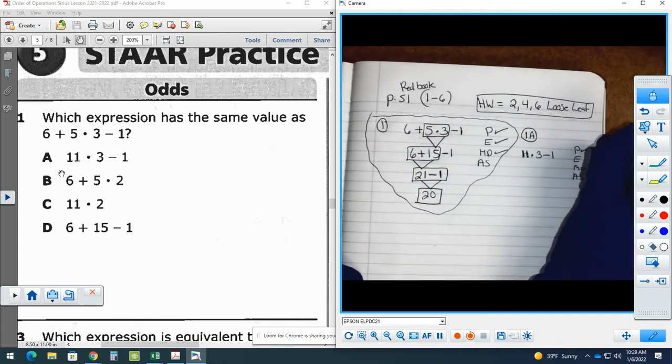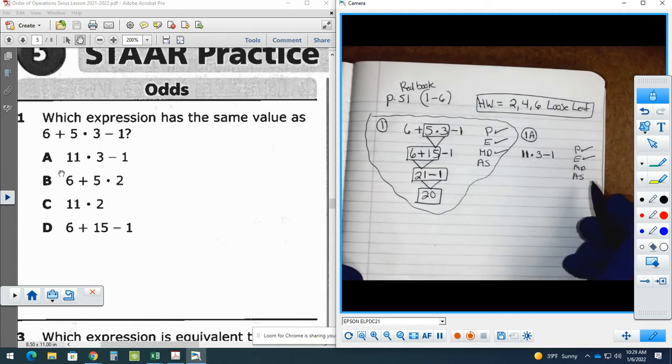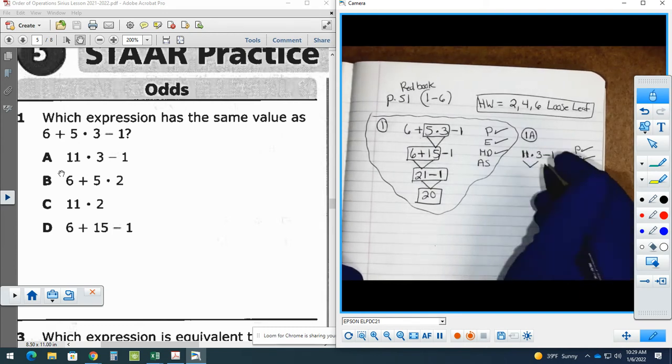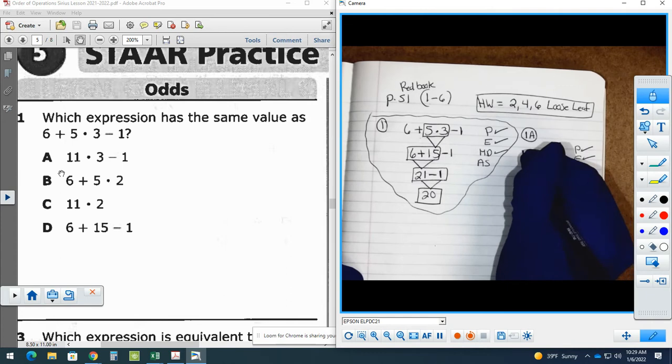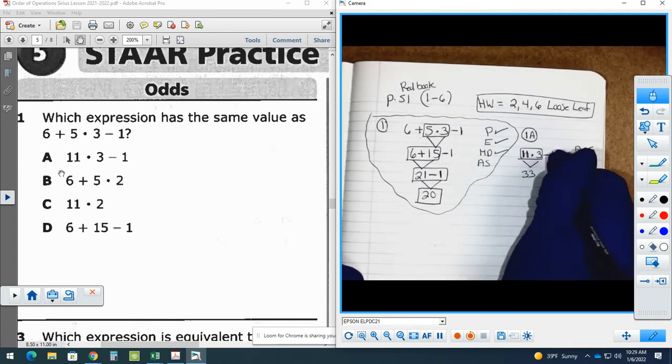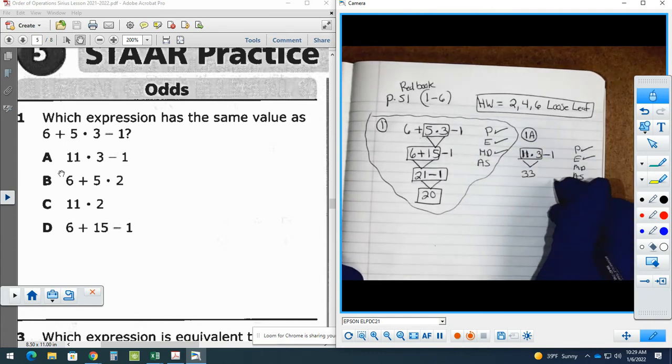So parentheses, no. Exponents, no. Multiply, divide, yes. What's 11 times 3? Put a little box around this carefully, not to put it over. Bring down the 1. 33 minus 1.